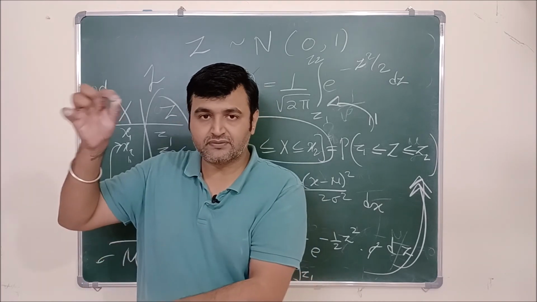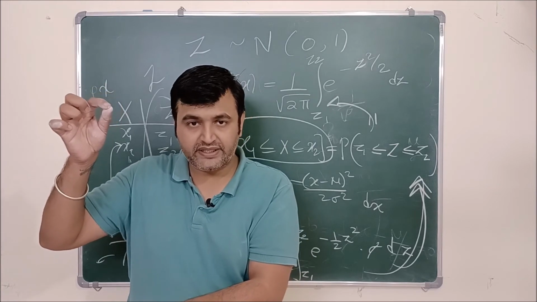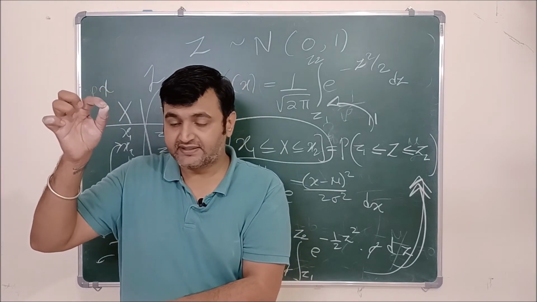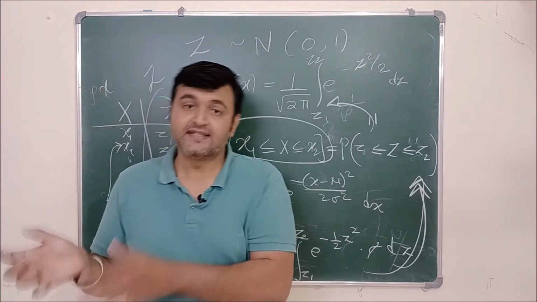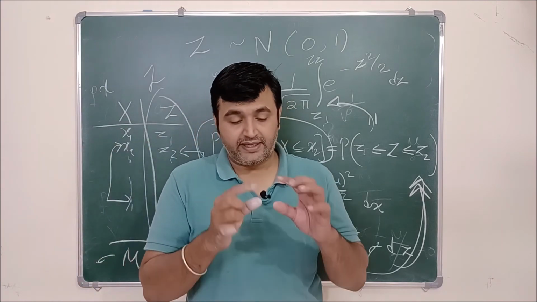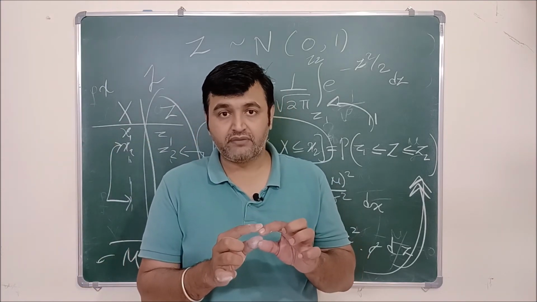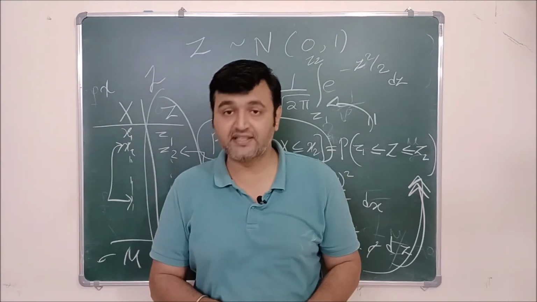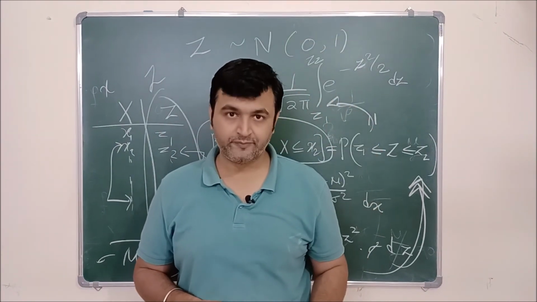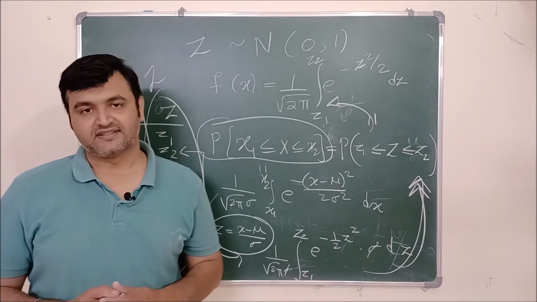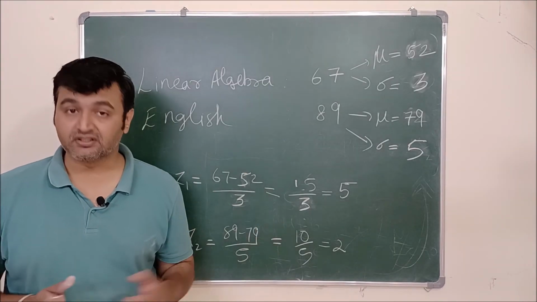That means if you take any x1, x2, and you want to find the probability that the random variable x takes a value from x1 to x2, it is the same as the probability that the random variable z will take a value between the corresponding values of x1 and x2, which are z1 and z2. So this is a nice transition. Okay, so let's come back to the original question.